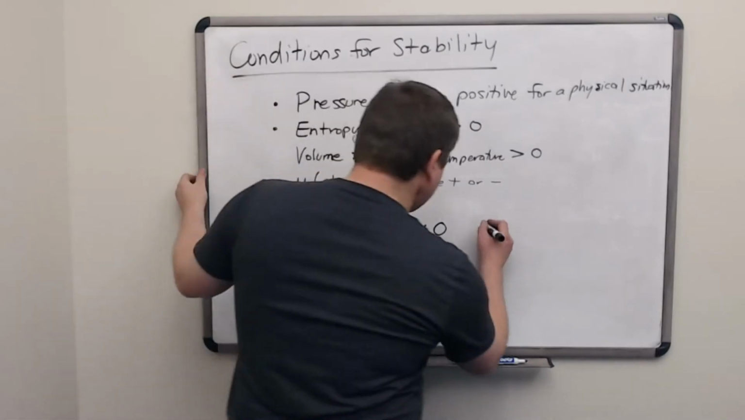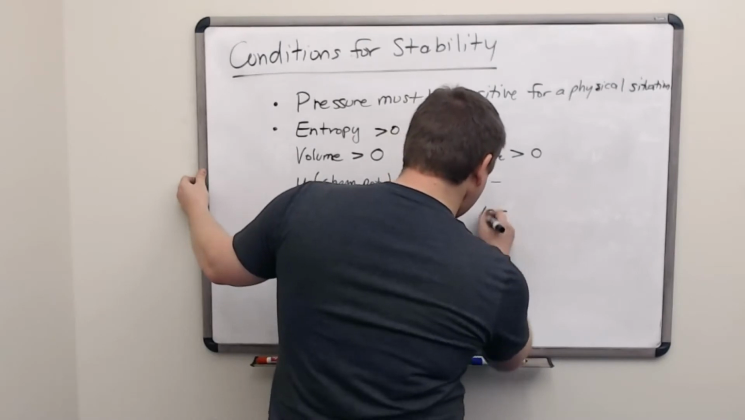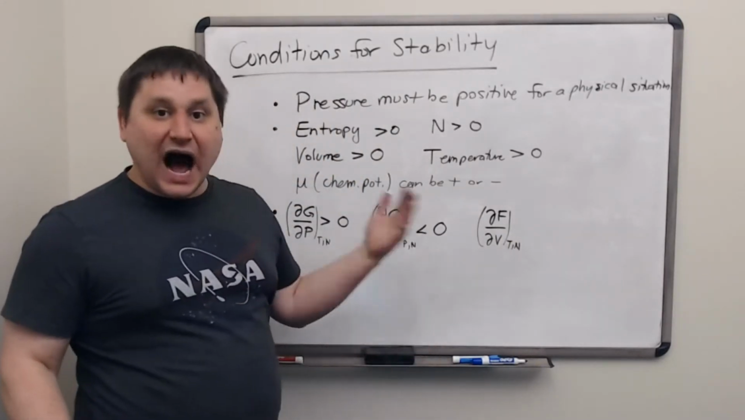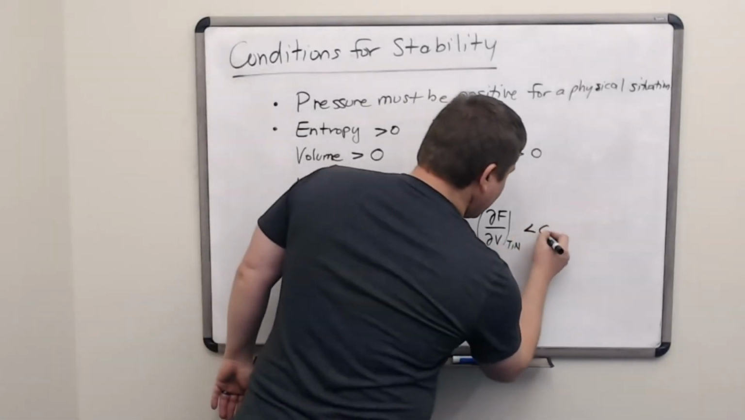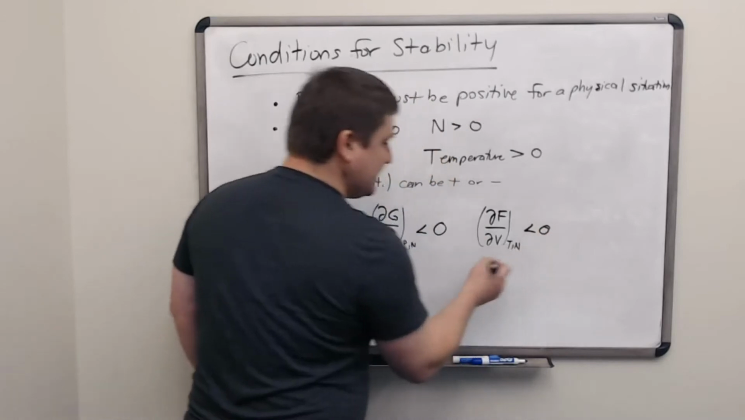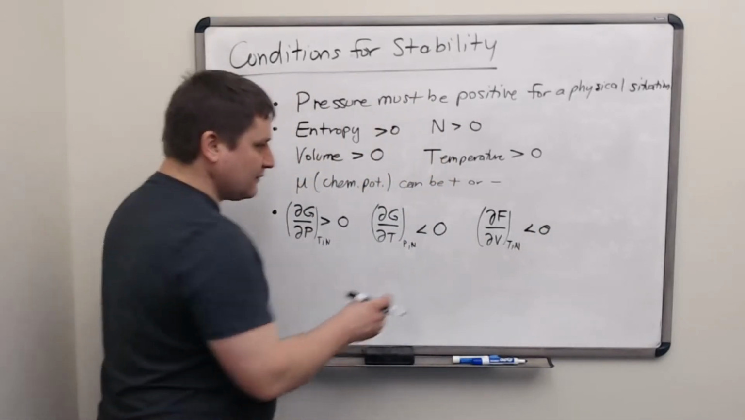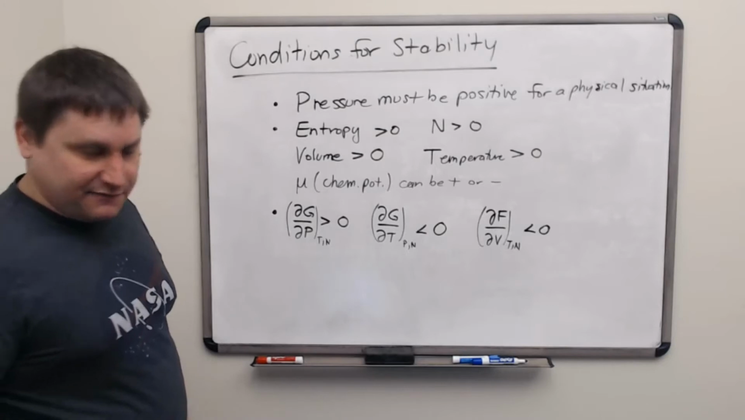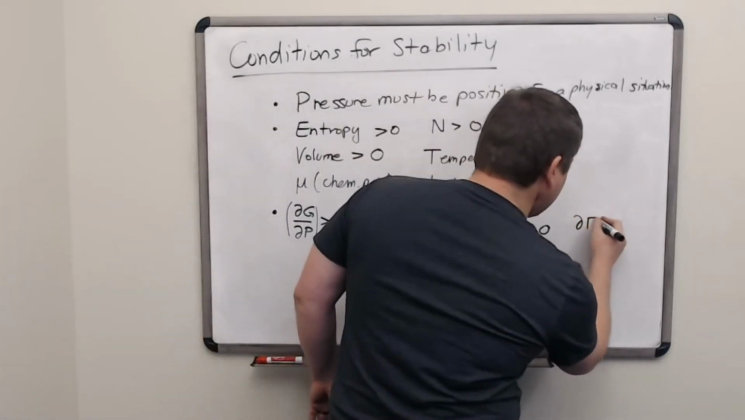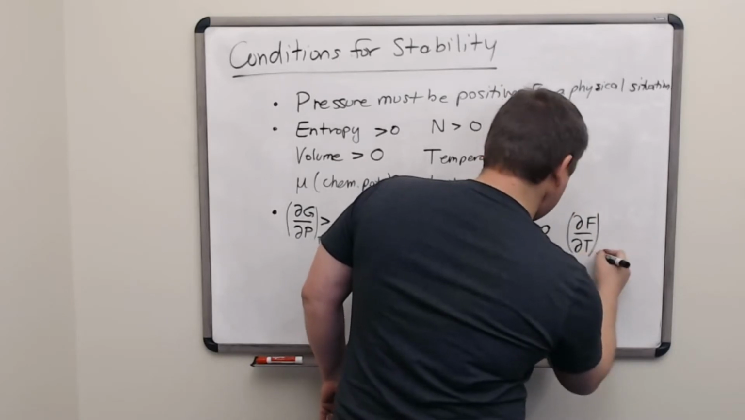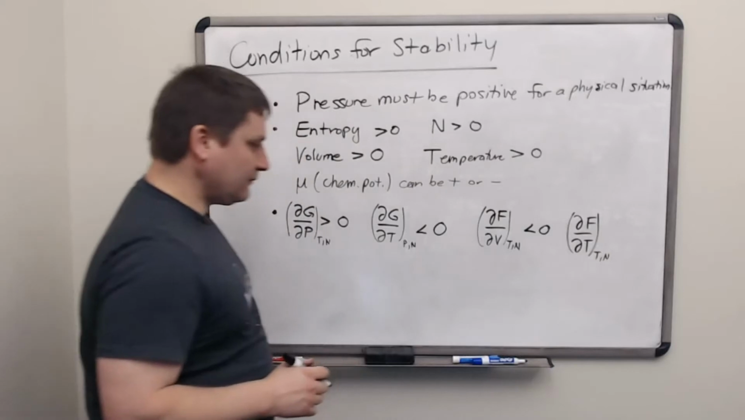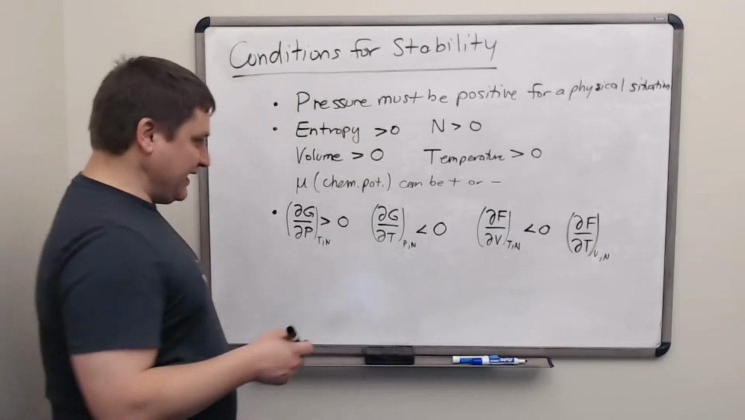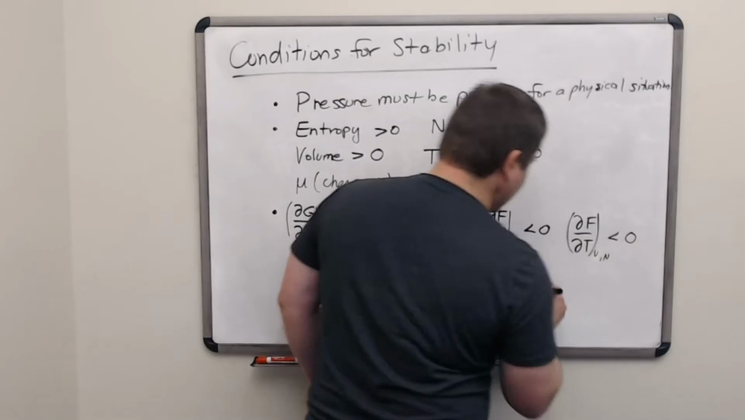Let's write this out for the Helmholtz free energy. The derivative of Helmholtz energy with respect to volume is equal to the opposite of the pressure. So to represent a physical situation, this derivative must be negative. After we do the derivative, we get a negative value, we multiply it by the negative from the identity, and then we get the positive pressure. For the derivative of F with respect to temperature, that gives us also the opposite of the entropy, so this must also be less than 0.